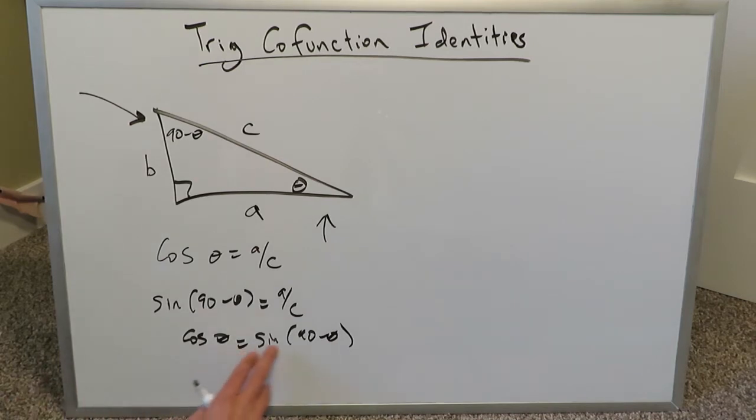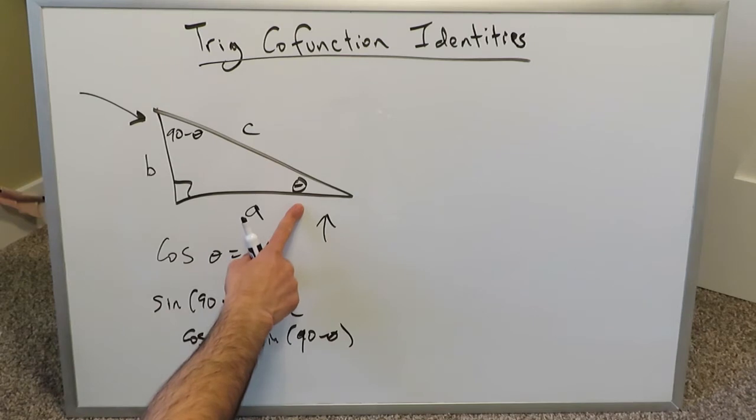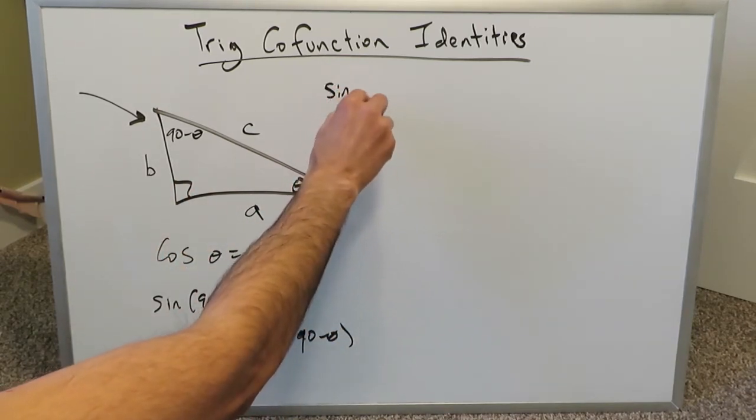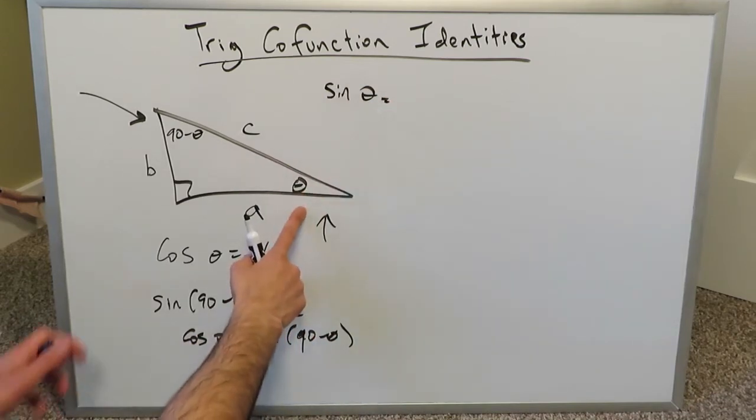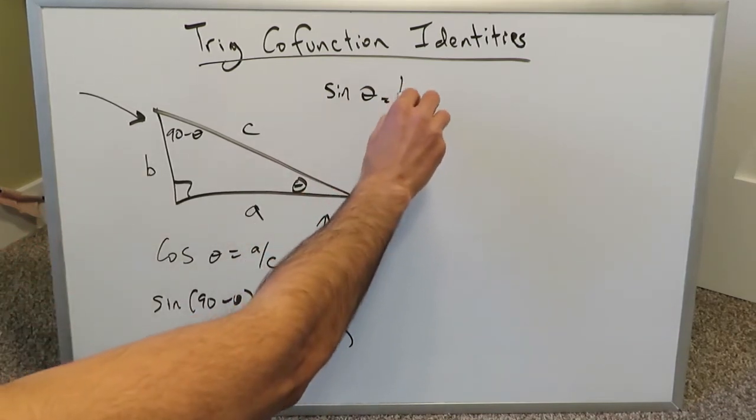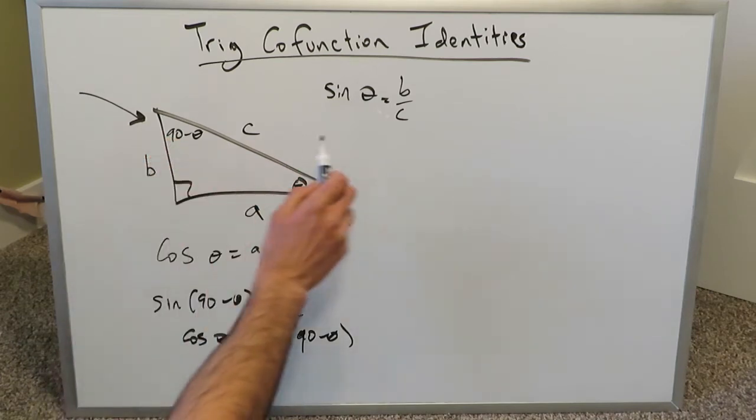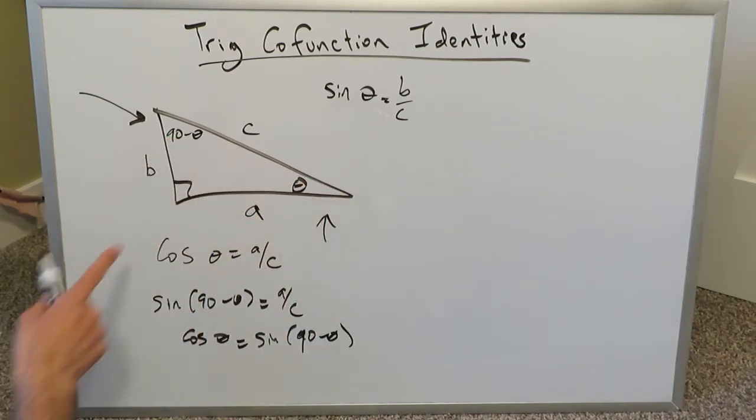The cosine of an angle is equal to the sine of its complement. If you look back at this angle here and start defining everything in terms of B, then we can say sine theta is based on this angle. Theta is opposite over hypotenuse.